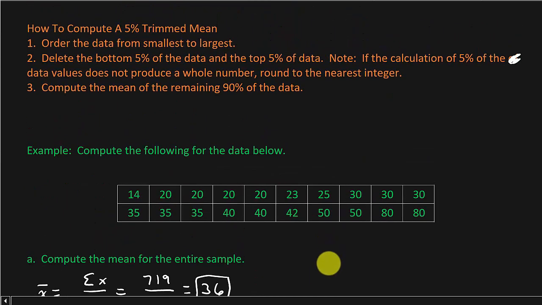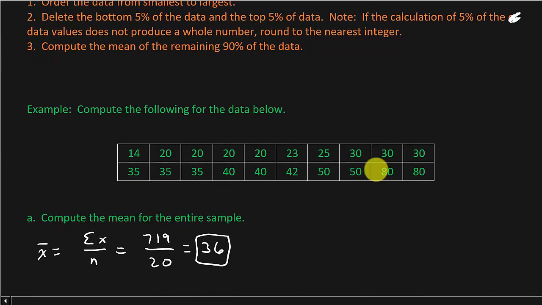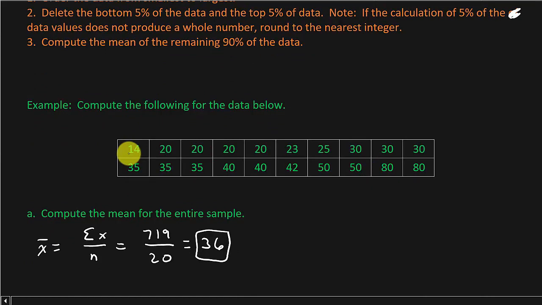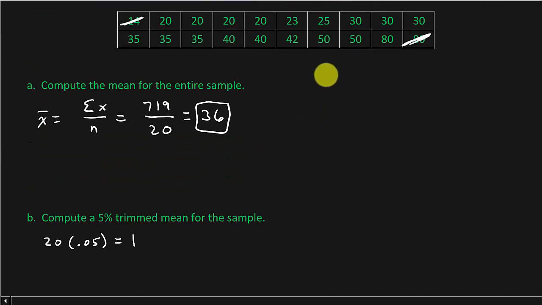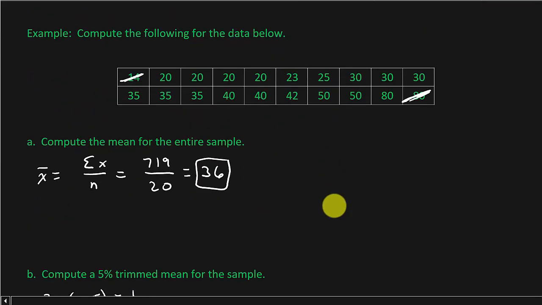So what did it say to do? Delete the bottom 5% and the top 5% of the data. So we need to delete 1 from the bottom and 1 from the top. Whatever you get for this number right here, that's how many values you delete from the bottom of the set and from the top of the set. And now we're just left with these values.